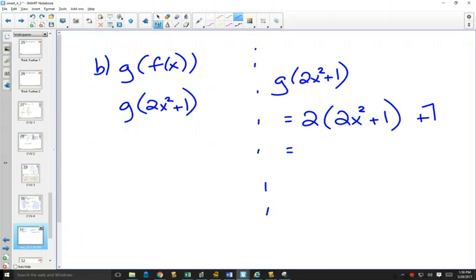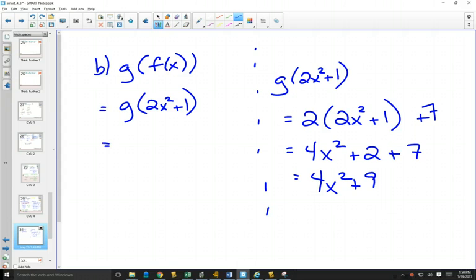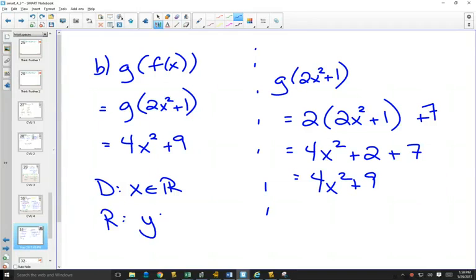So simplifying this, distribute your 2, you're going to get 4x squared plus 2 plus 7, which will give you 4x squared plus 9. So g of 2x squared plus 1 is equal to 4x squared plus 9. This is an easier one to tell domain and range. Again, the domain is everything. Our range, can you see that this has a vertical stretch by a factor of 4 and then been moved up 9? So our vertex would be at 0, 9, and the range would be y is bigger than or equal to 9, sorry.